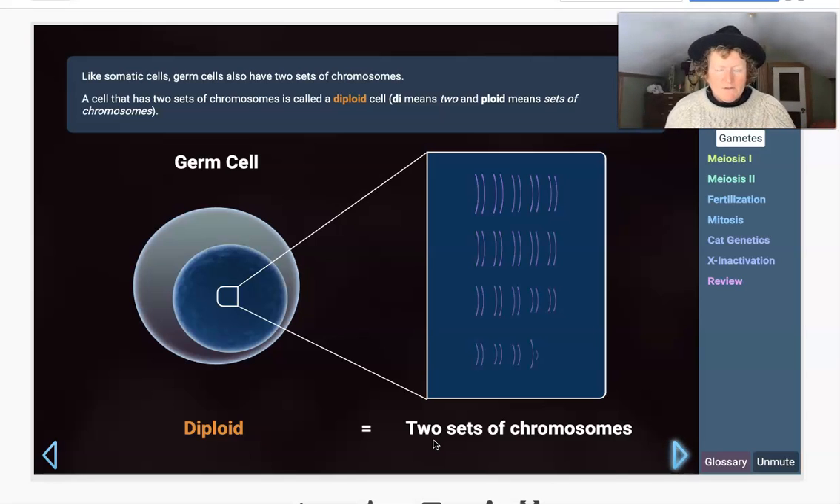So your eyeballs, your bones, your muscles, your skin, all of those cells have two sets of chromosomes that are homologous. One came from your mom, one came from your dad. They might have different alleles, but they're the same genes. They're two sets of chromosomes that contain the same genes.